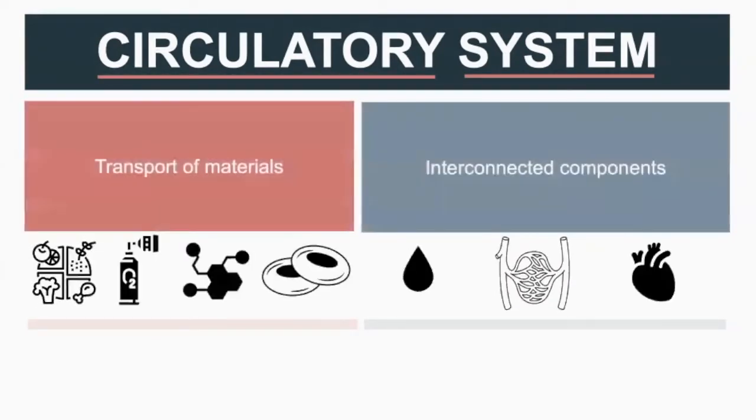Circulatory refers to the mobilization or transport of materials all throughout the body. These materials include nutrients, gases such as oxygen and carbon dioxide, hormones, and blood cells or corpuscles. So you have the RBC, WBC, and platelets.